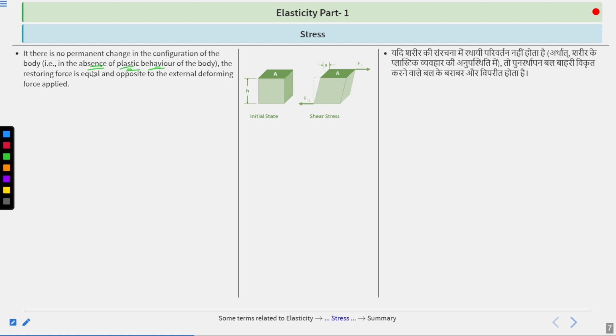Okay, so the restoring force is equal and opposite to the external deforming force applied. Like you can say the amount of force you apply to deform the object, the same amount of force the restoring force will apply on your hand. Okay, so the restoring force is equal and opposite to the deforming force. That is the main thing that you could learn. Thus, stress S equals external deforming force by area.